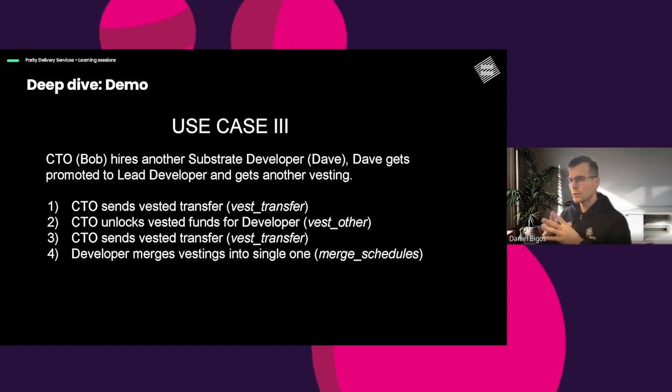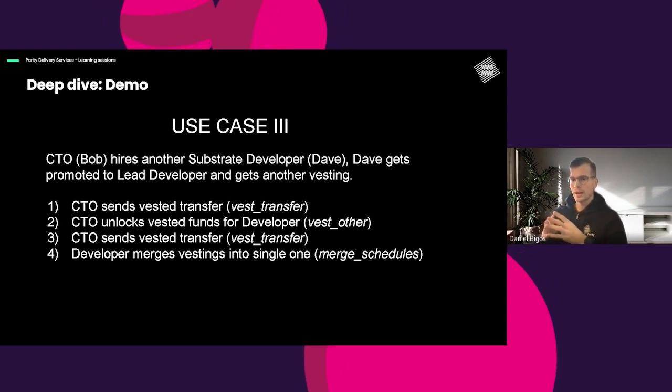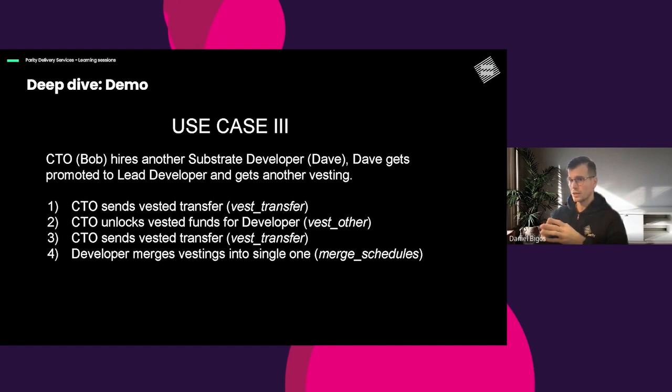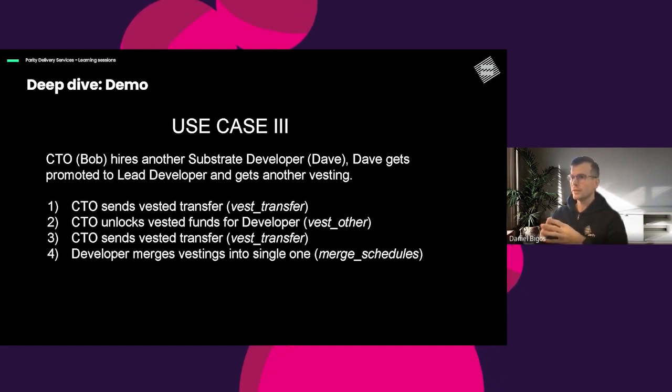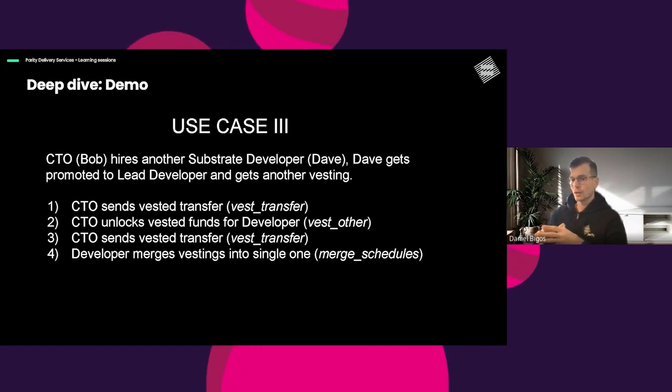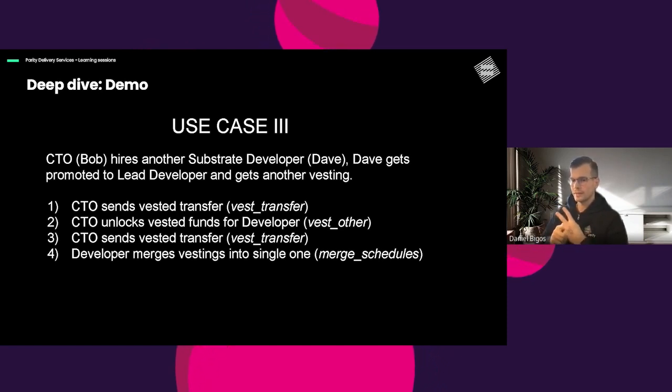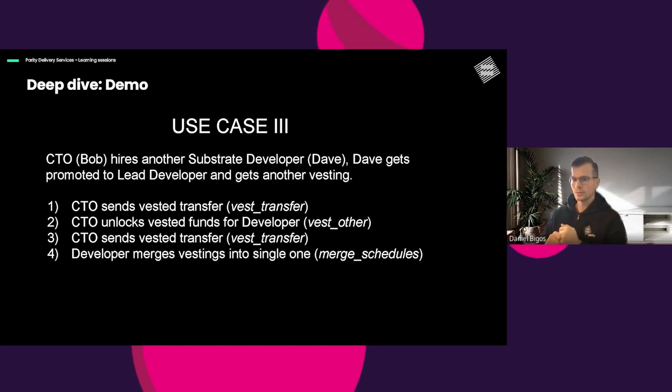imagine a situation when our CTO hires another Substrate developer, Dave. Dave, of course, gets initial vesting, but Dave is so good that he gets promoted to being a lead developer in that company, and with that he gets another vesting. So in this situation, Dave will have two different vesting schedules, and in this use case, I'm going to show you how Dave can merge these schedules into a single one. So go back to Polkadot JS.